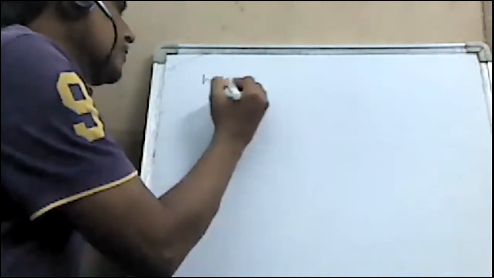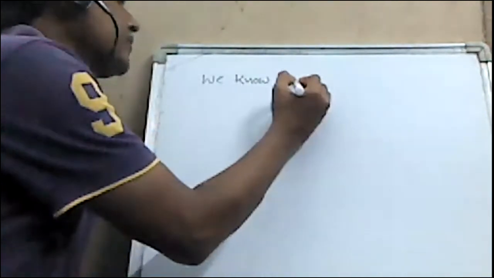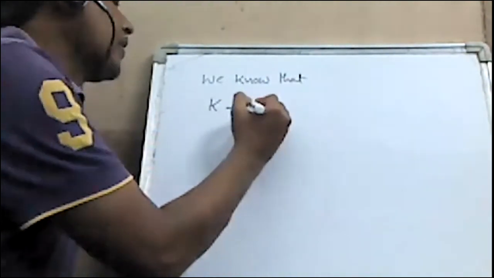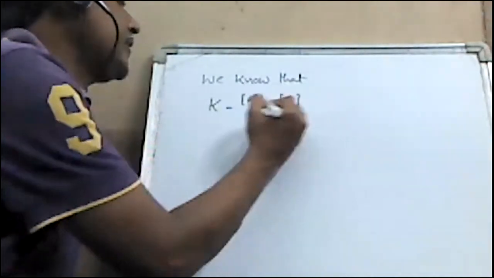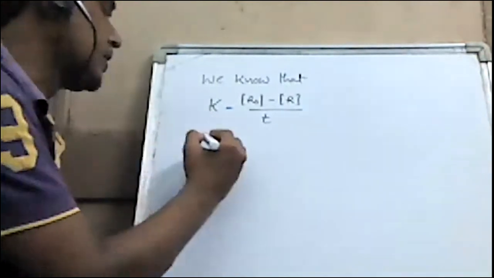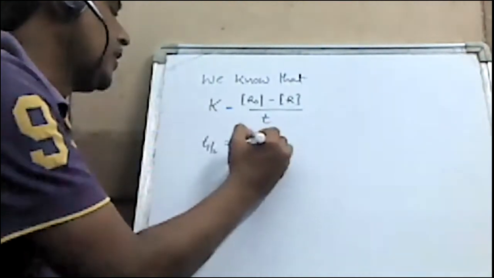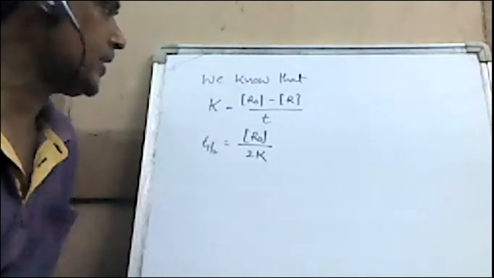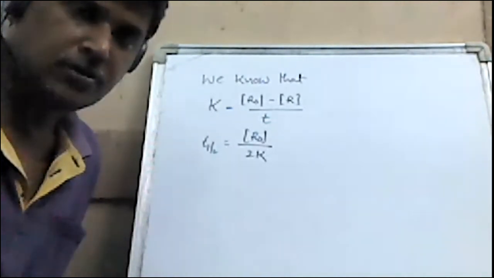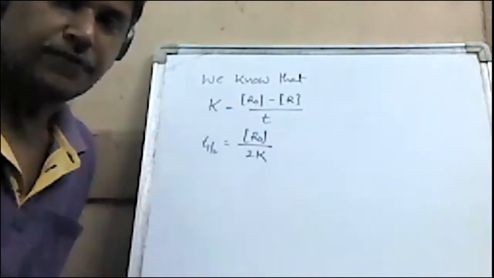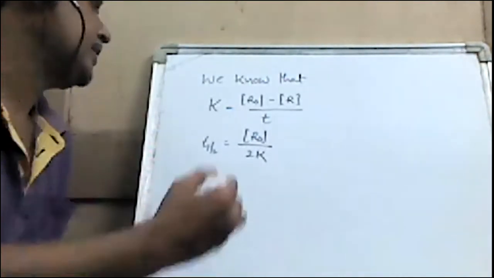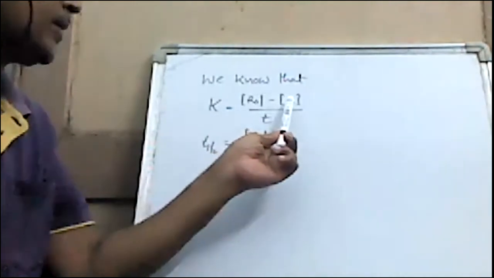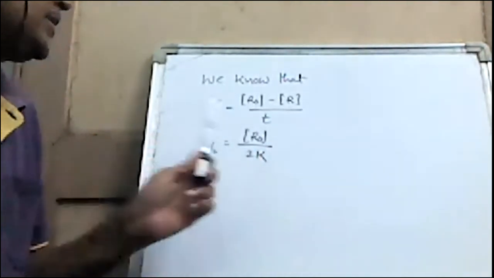We know that for a zero order reaction, the expression for the rate constant is K is equal to (R naught minus R) by T. And we also know that the half-life period expression is R naught by 2K, where K is the zero order rate constant, R naught is the initial concentration of reactants, and R is the concentration of reactants after time T. For half-life, this is the expression.